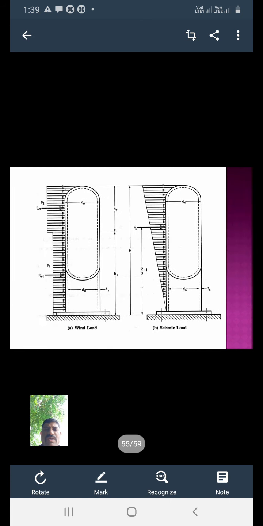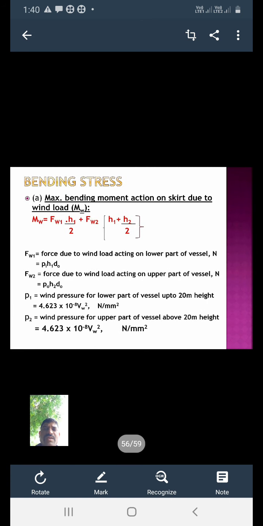Sigma b is equal to M by Zk. M is the maximum bending moment in the skirt support due to the wind and seismic load, and Zk is the section modulus. Z is equal to Ixx, Iy by I max. We found all these formulae in the last lecture, and we also saw them in the combined loading, where we calculated these bending stresses. That's why I will skip that slide.